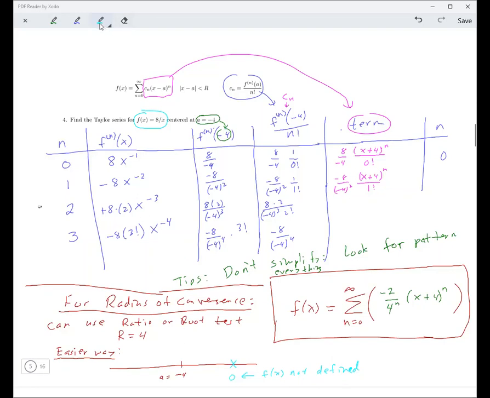Usually, what's going to happen in this kind of situation is that if you take the distance between where you're expanding about, the distance between this A and this point here, so the distance between -4 and 0 is 4, that's going to be your radius of convergence. That's another way to find the radius of convergence, other than just that.